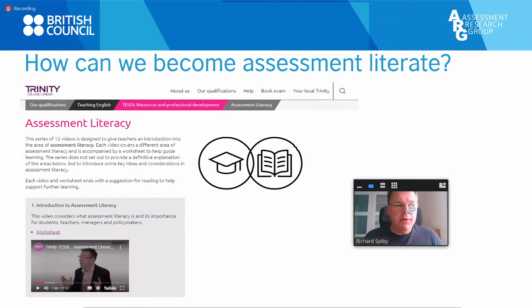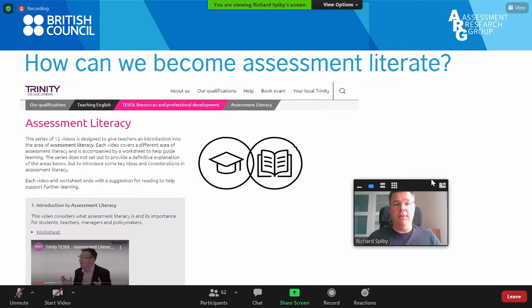Okay, some of the other assessment boards have their own resources as well. I can recommend this one. This is the Trinity exams. Maybe not used very much in Turkey, I don't think, but Trinity is very well established and very good. They make very interesting tests. And this is their page on assessment literacy. And again, this is a set of 12 videos of about 15 minutes long, I think, and they all have worksheets. So you can do these together with teachers.